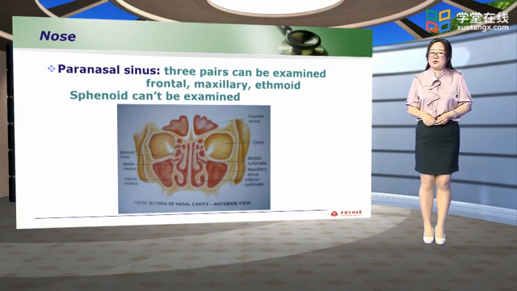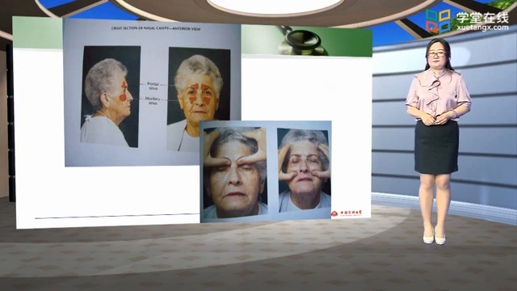The answer is 4 pairs: frontal sinus, maxillary sinus, ethmoid sinus, and sphenoid sinus. Only the sphenoid sinus cannot be examined because it's deep in the brain. We can use both of our thumbs to press the sinus to find if the patient has tenderness.